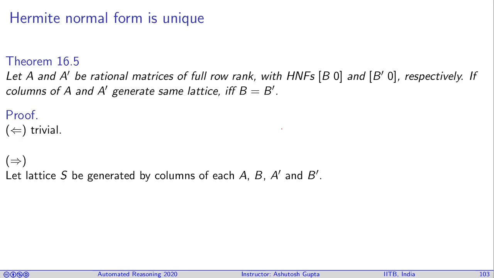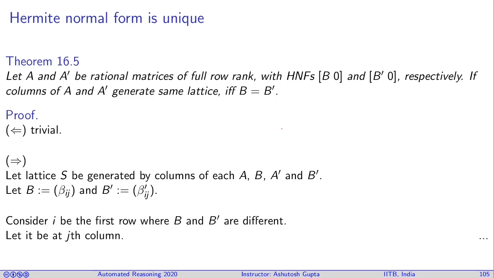So let's suppose you have two matrices, A and A prime, converted into B and B prime, and they generate the same lattices. Let beta ij be the ijth entry of the matrix B, and similarly we define beta prime ij. Consider i to be the row where B and B prime first differ. Before that, all the entries in the jth column are the same. So we say Bij is the first entry where B and B prime become different, and we're going to prove that that cannot happen.